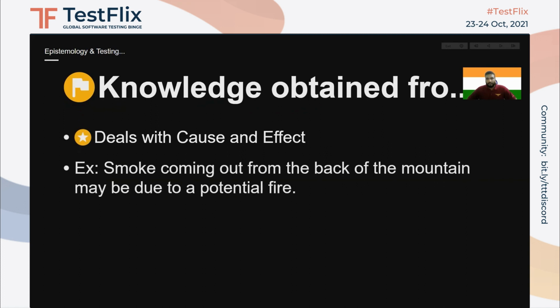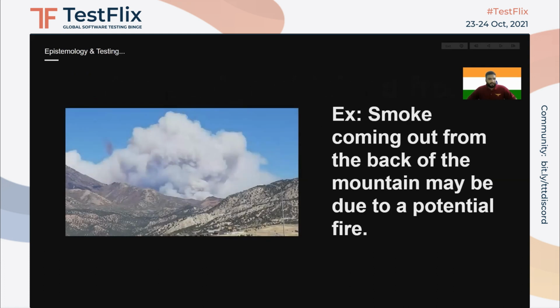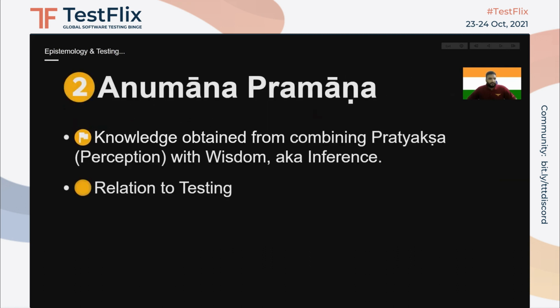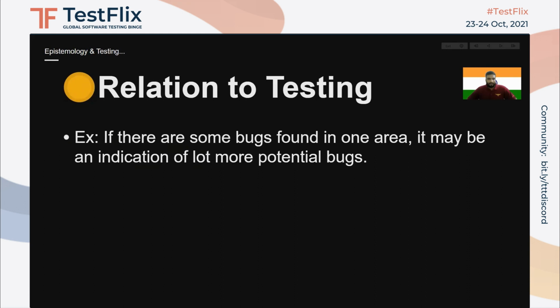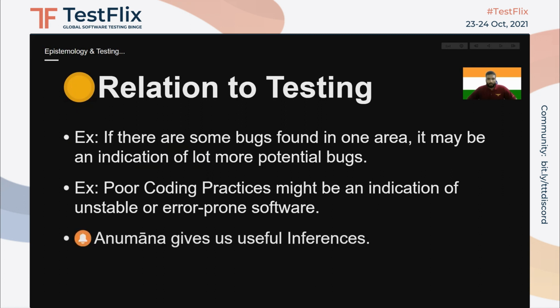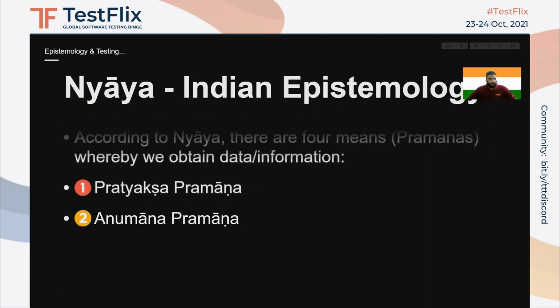A simple example would be smoke coming out from the back of the mountain, maybe due to a potential fire, or maybe not. So we observe some effects and then we try to relate them to the cause. Now, let's talk about its relation to testing. If some bugs are found in one area or one functionality, it may be an indication that a lot more potential bugs might also be detected there. Or poor coding practices might be an indication of unstable or error-prone software. So Anuman helps us by giving useful inferences, which can help us to know more about the product.